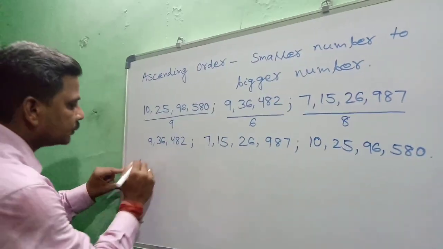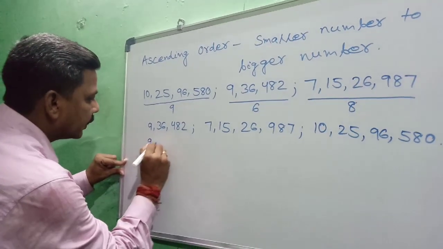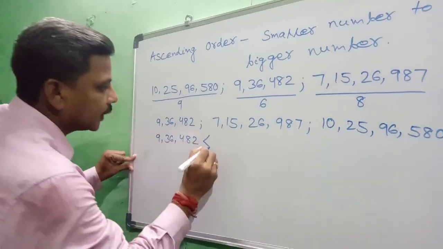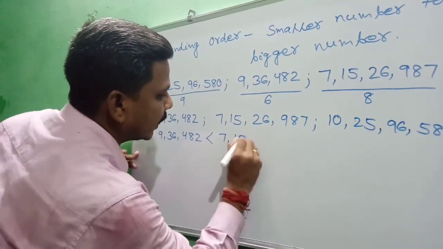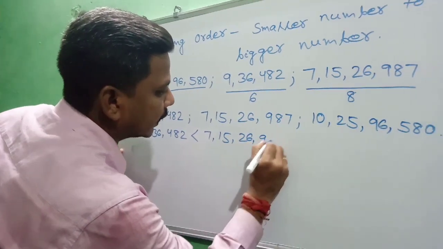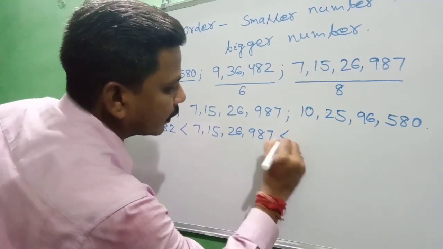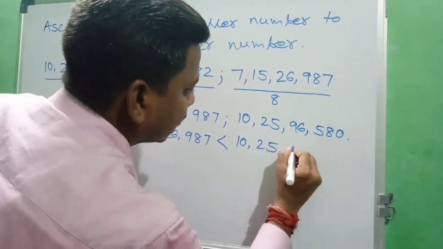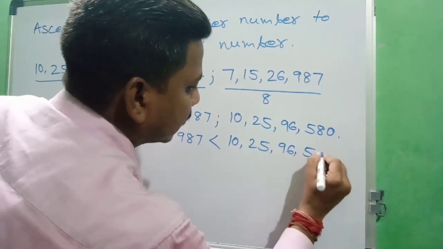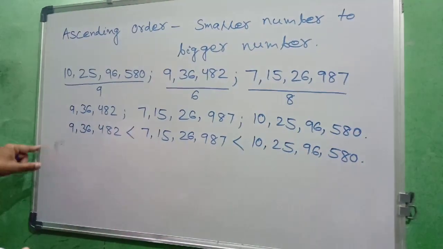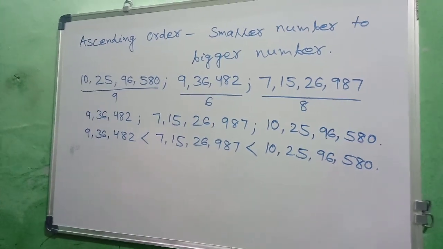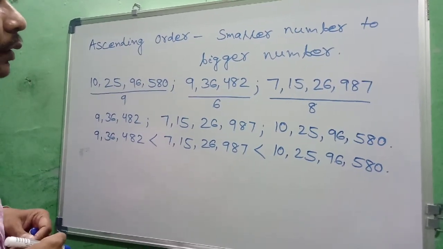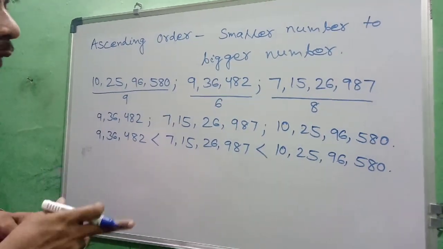Like this. 9,36,482 is smaller than 7 crore 15 lakh 26,987 is less than 10 crore 25 lakh 96,580. Okay, in this way we can ascend more numbers. The opposite of ascending order is descending order. Means we have to write the number from the bigger value to the smaller value.